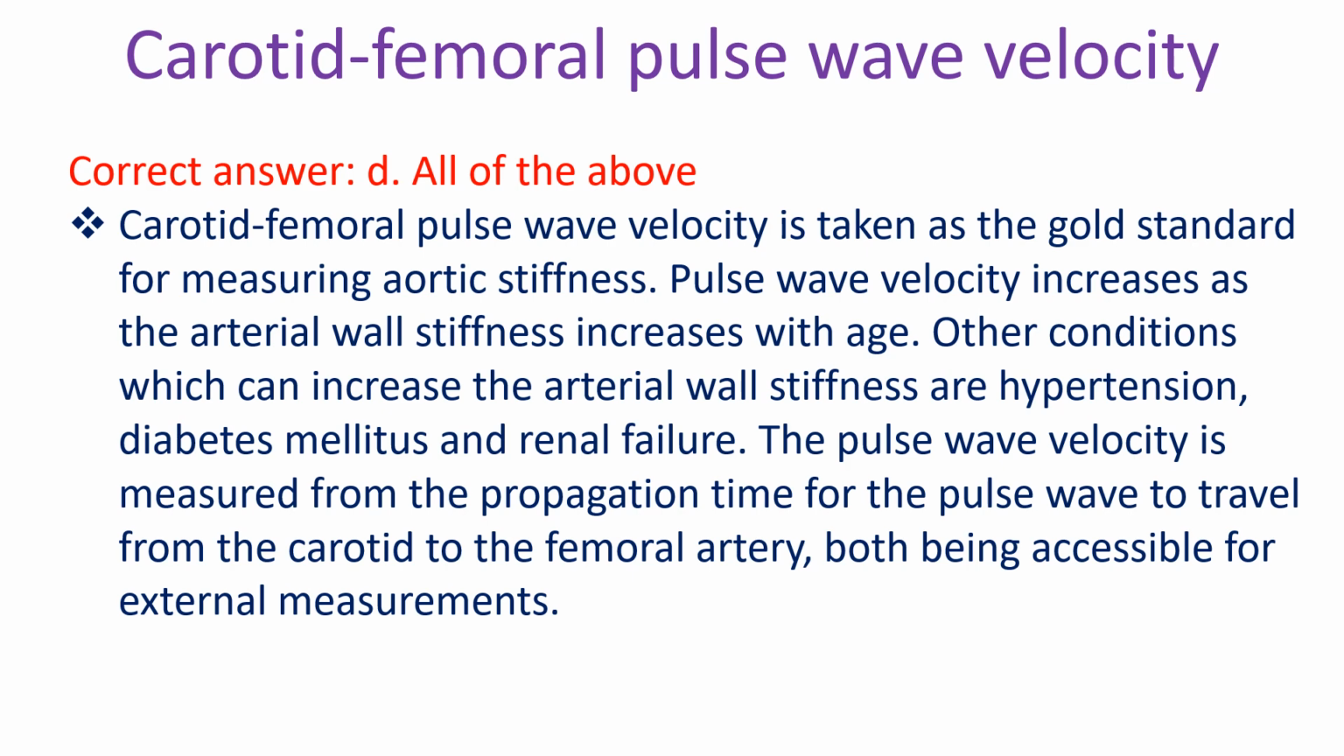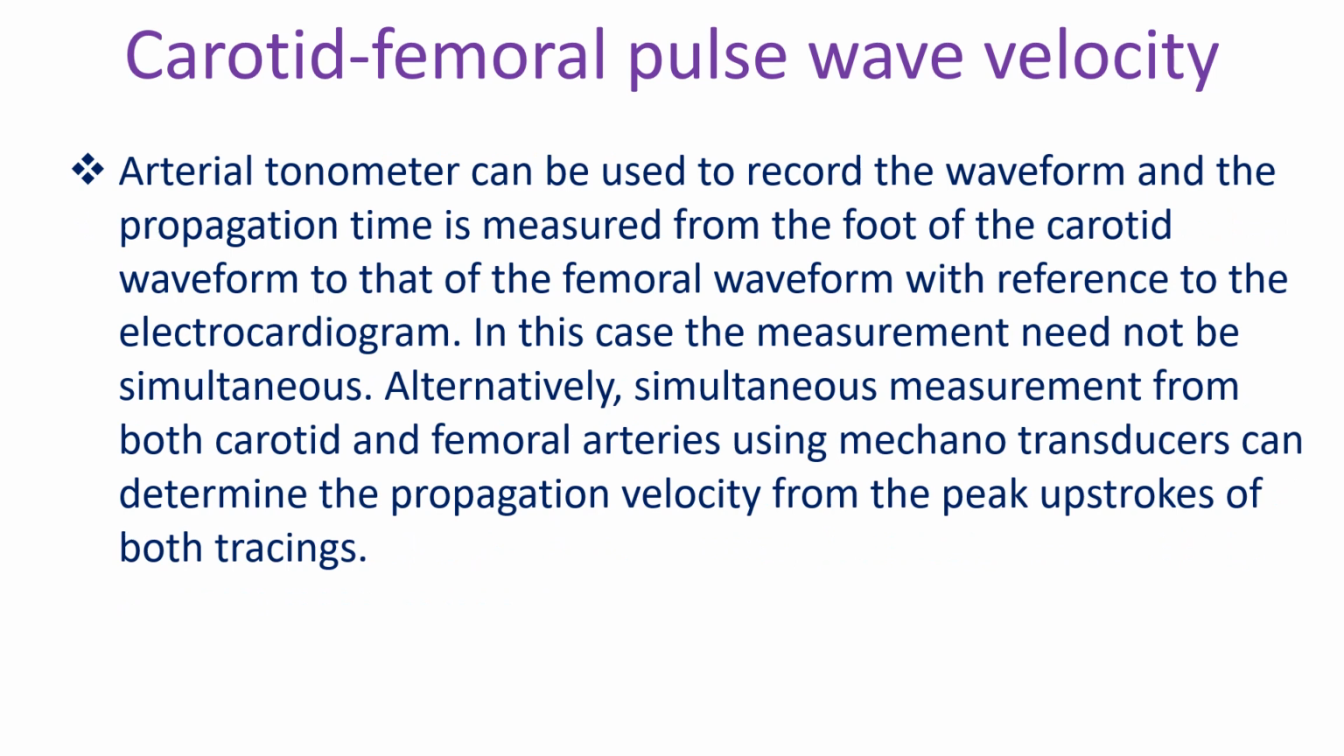The pulse wave velocity is measured from the propagation time for the pulse wave to travel from the carotid to the femoral artery, both being accessible for external measurements. Arterial tonometer can be used to record the waveform, and the propagation time is measured from the foot of the carotid waveform to that of the femoral waveform with reference to the electrocardiogram. In this case, the measurement need not be simultaneous. Alternatively, simultaneous measurement from both carotid and femoral arteries using mechanotransducers can determine the propagation velocity from the peak upstrokes of both tracings.